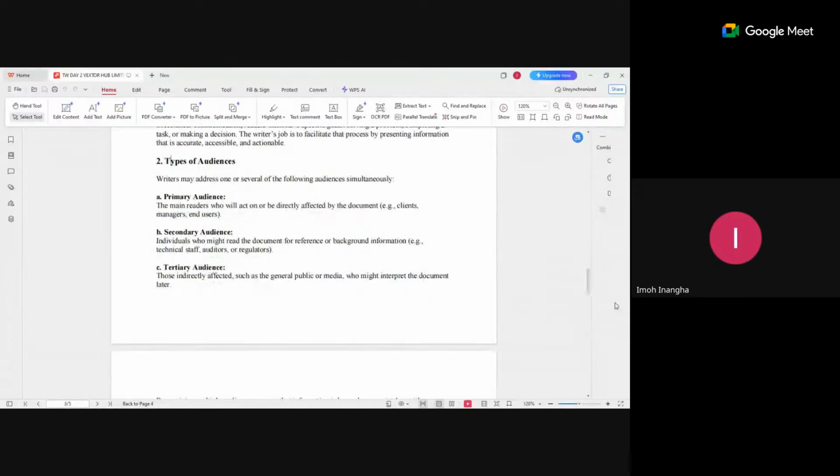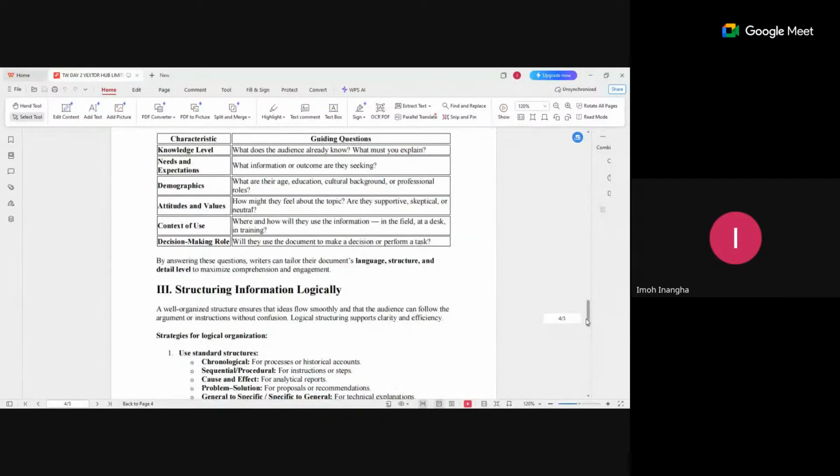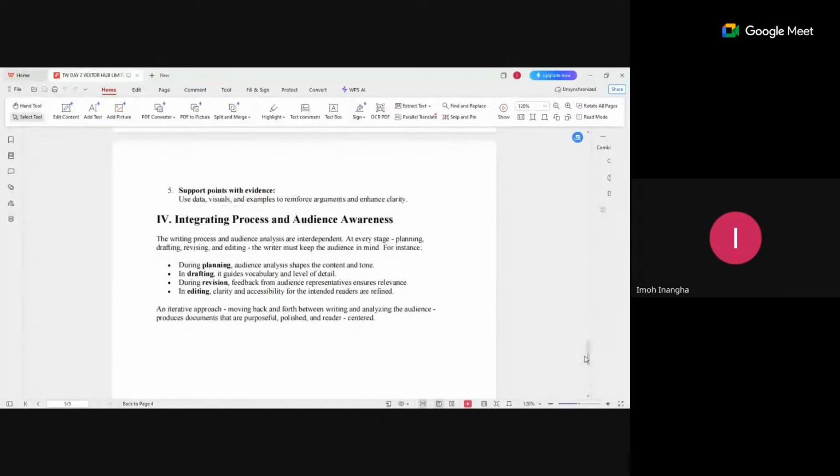Okay, let's continue. So we could then support points with evidence. Use data, visuals, and examples to reinforce argument and enhance clarity. This was the question I asked. Who answered the question?